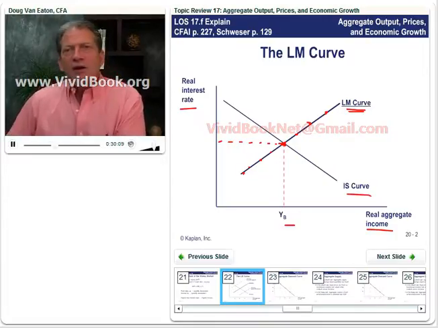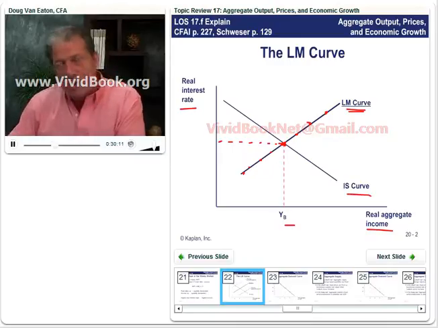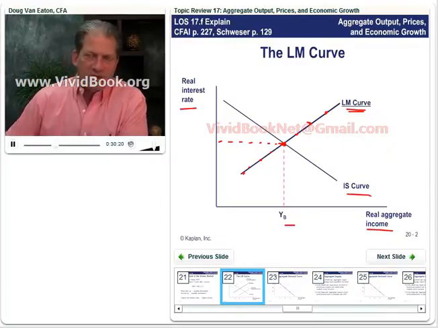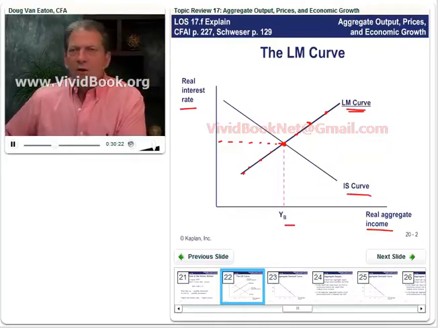So that's our LM and IS curve. I want your takeaway from this to be that the LM slopes up, the IS slopes down. And what have we held constant? Well, we've held the nominal money supply constant. In drawing that LM curve, we actually held the real money supply, M over P, constant.